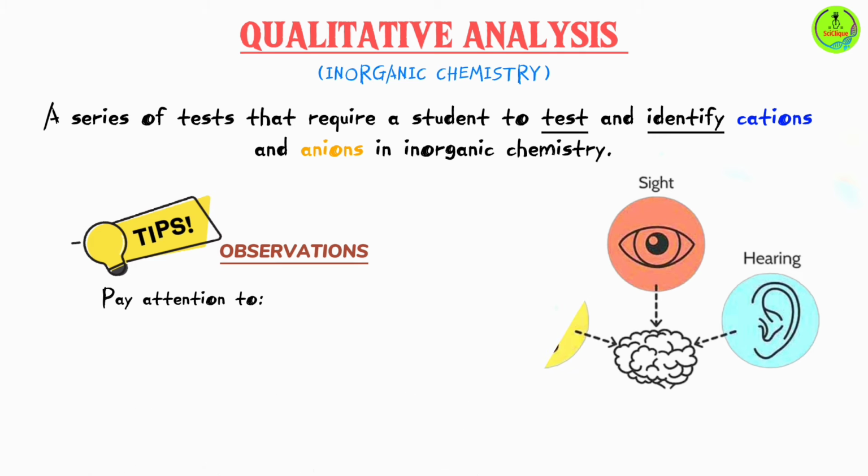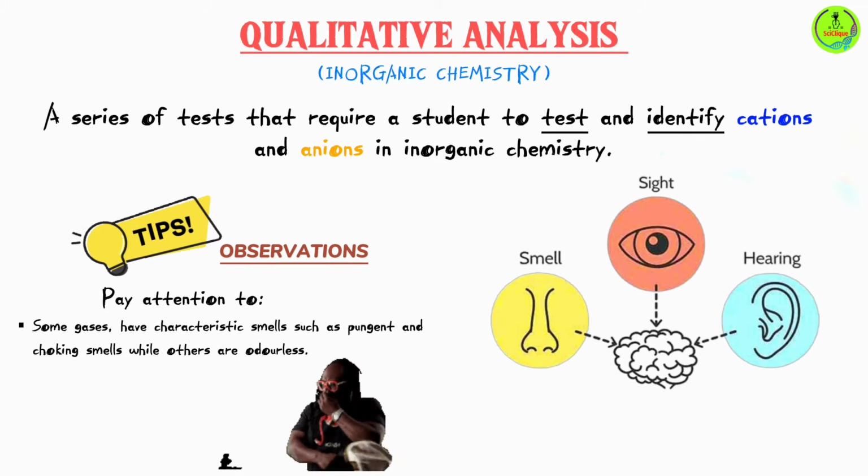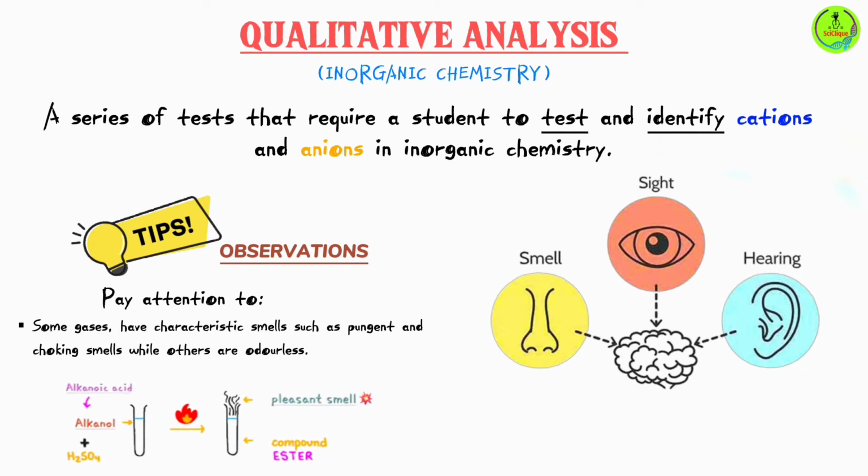Lastly, what are you smelling? Is the gas being produced odorless or does it have a choking, irritating smell? What about if you have a compound that has a pleasant smell? I'm sure by now most of you have been taught about esters. Esters are compounds that are formed when you react an alkanol with an alkanoic acid. So you get a compound that has a pleasant smell. This smell is something that you need to note.